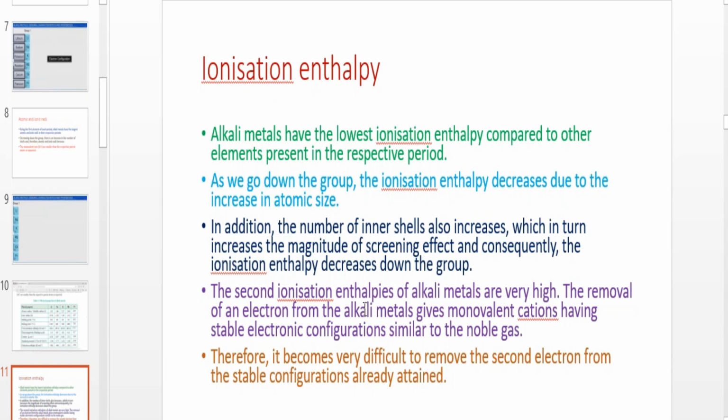Next, the second ionization enthalpies are very high, while the first ionization energy is very low. What do we mean by second ionization energy? The ions are already formed by loss of an electron. Removing another electron from these ions is a very tedious process. We have to spend a lot of energy to remove one electron from the ion with the noble gas configuration. That's why the second ionization enthalpy increases.